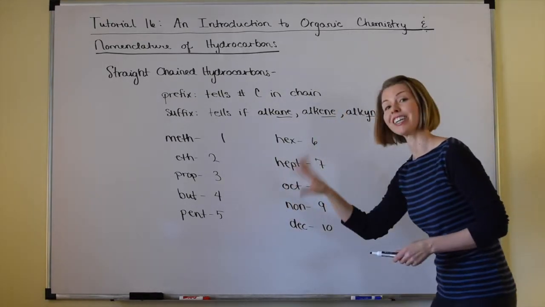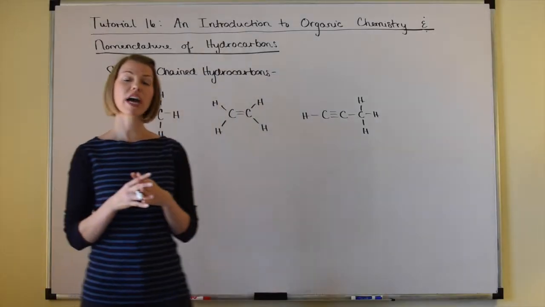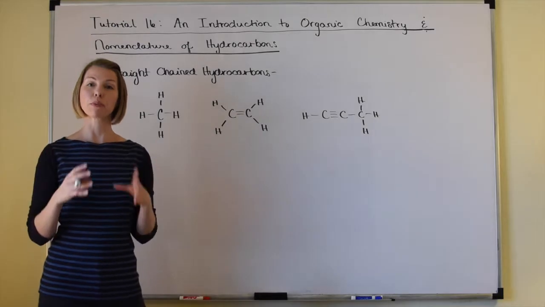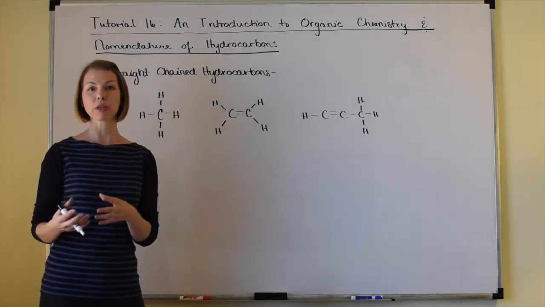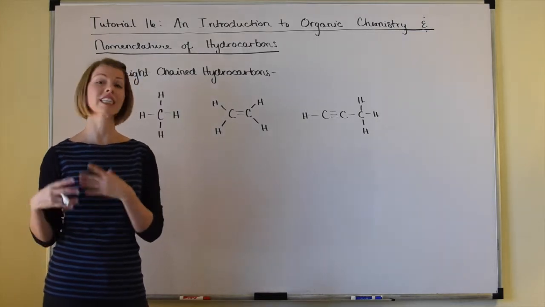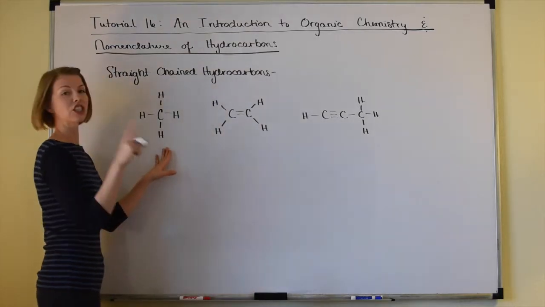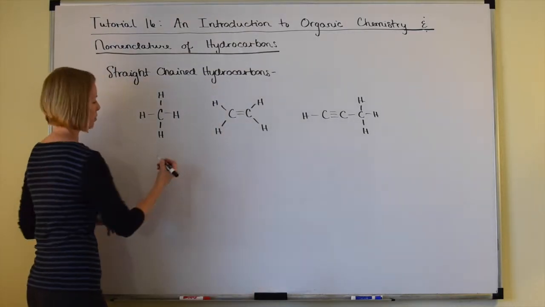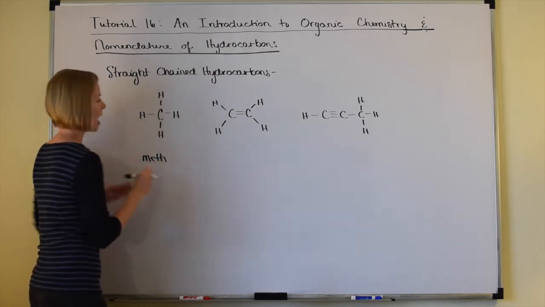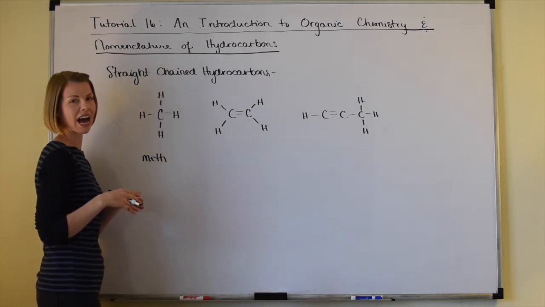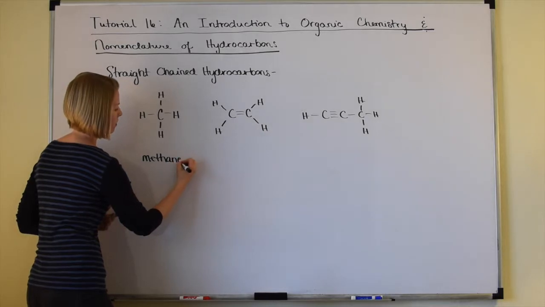So I'm going to erase here and let's look at a couple examples. Let's go ahead and just do these three problems. We're going to put the appropriate prefix to specify the number of carbons in the molecule together with the appropriate suffix to tell whether it's an alkane, an alkene, or an alkyne. This first molecule has just one carbon, so the appropriate prefix for one is meth, and one carbon can only have single bonds to hydrogen, so this is methane.